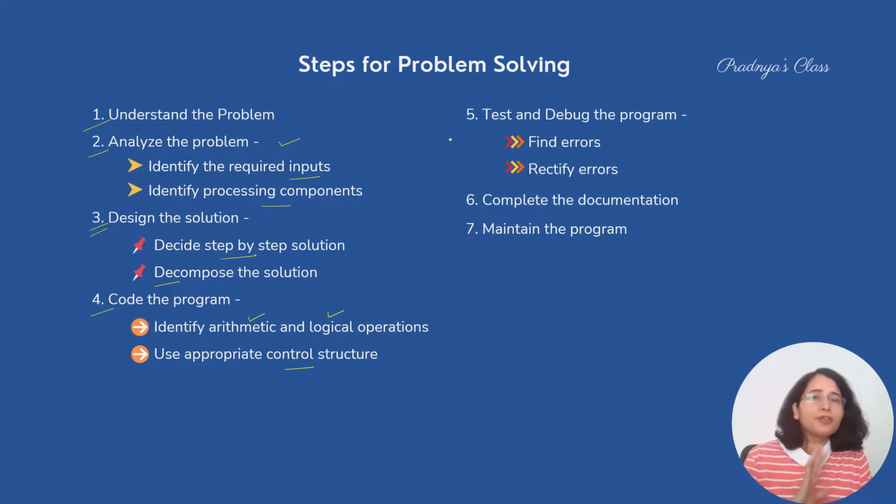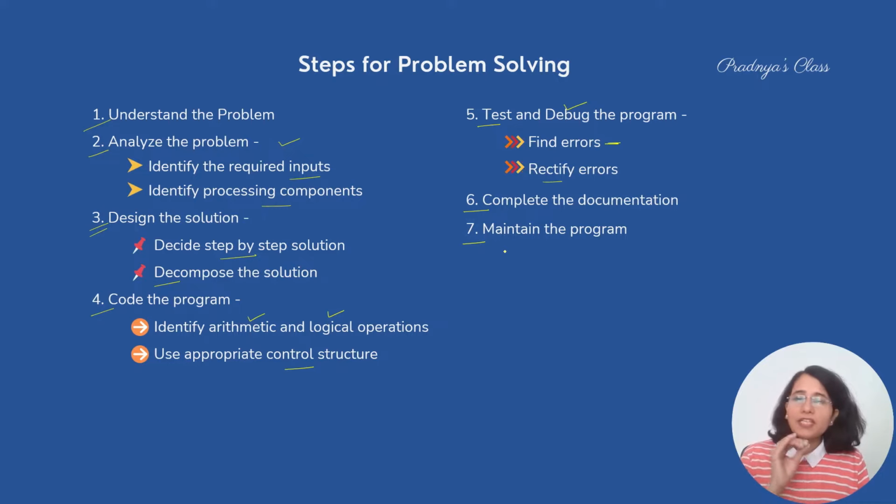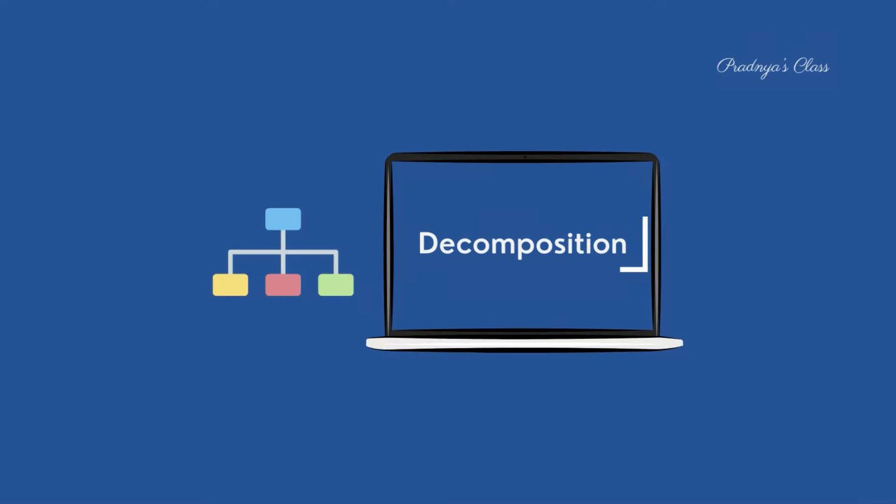When you finish writing the program, we have to test the program, which means we have to find out the errors. And after finding the errors, we have to rectify them. It is called debugging the program. The next step is complete the documentation. It is a detailed description of the program which helps other users and the programmer to understand the program. And the last step is maintain the program, which means to keep your program up to date or remove any previously undetected errors. So these are the total 7 steps to find the solution for any problem.